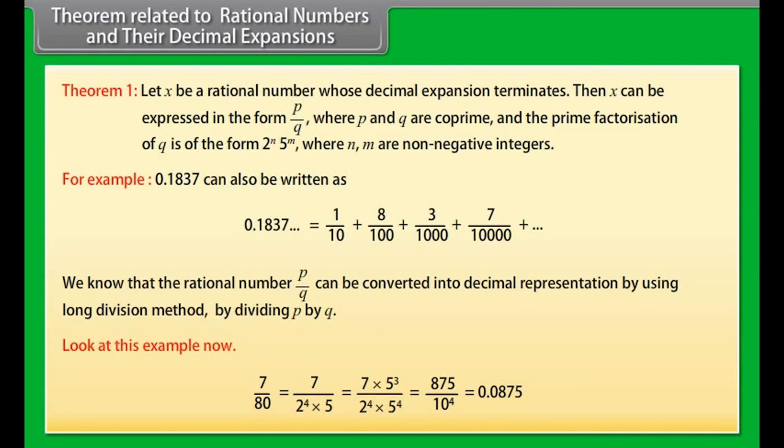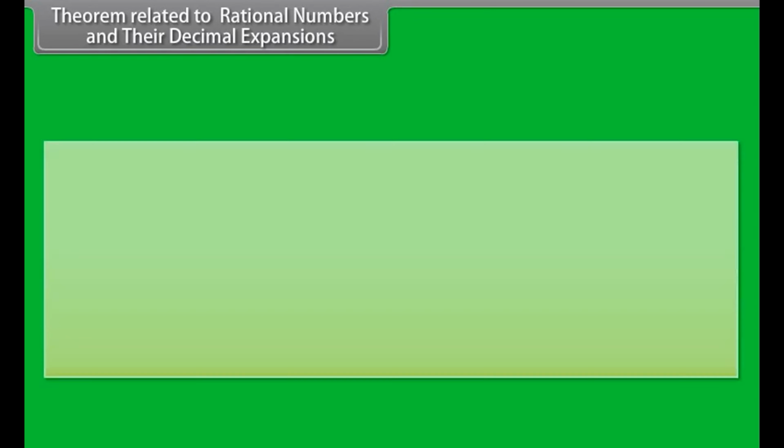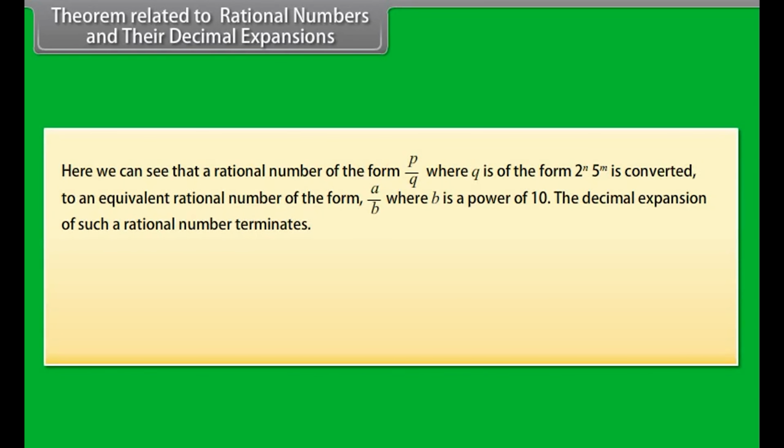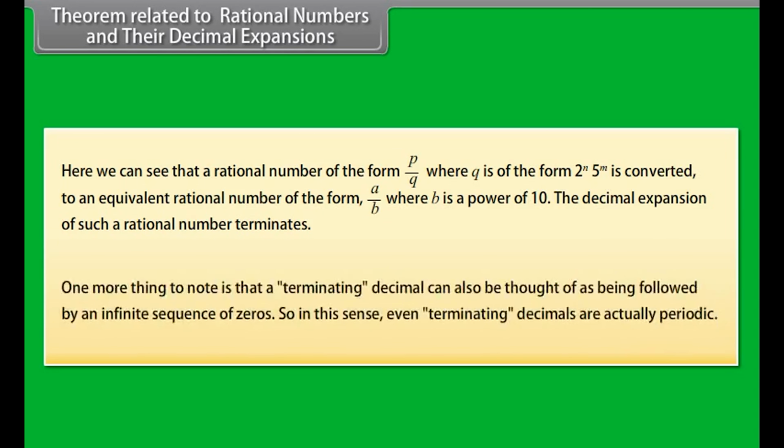Look at this example now. Here we can see that a rational number of the form p upon q, where q is of the form 2 raised to the power n, 5 raised to the power m, is converted to an equivalent rational number of the form a upon b, where b is a power of 10. The decimal expansion of such a rational number terminates. One more thing to note is that a terminating decimal can also be thought of as being followed by an infinite sequence of zeros. So in this sense, even terminating decimals are actually periodic.